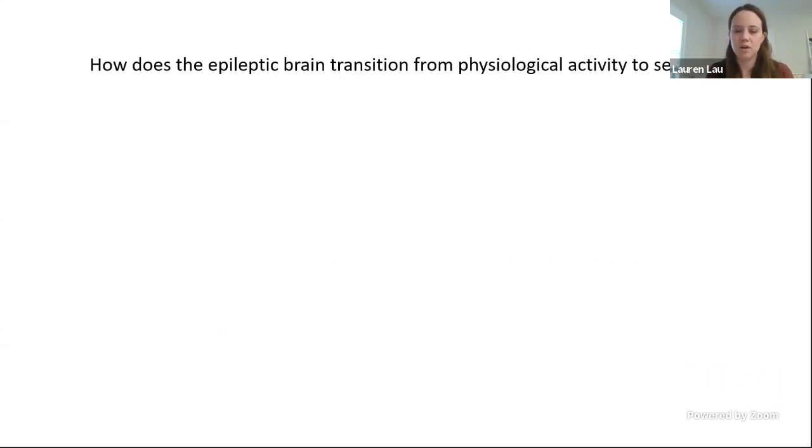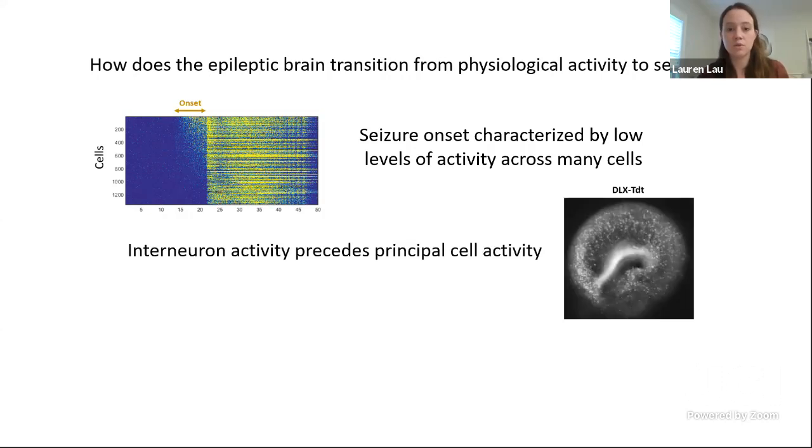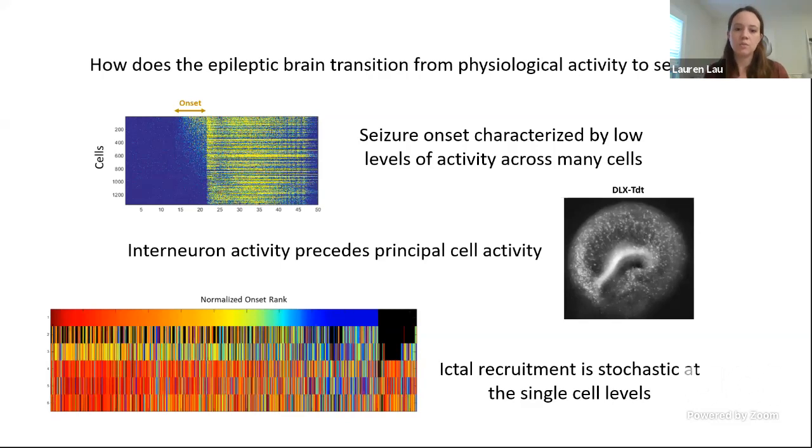Yeah, and so with that, I really want to bring it back to the question I posed at the beginning, which is, how are these transitions occurring from interictal to seizure? The main conclusions from this work are that seizure onset is really characterized by low-level changes across a large population of cells. We do have interneuron activity preceding that of principal cells to a modest degree, but when you start to break things down on the cell-by-cell level, you really see this stochastic variable recruitment seizure to seizure, which I think highlights that each one of these seizures is being initiated along non-unique pathways.